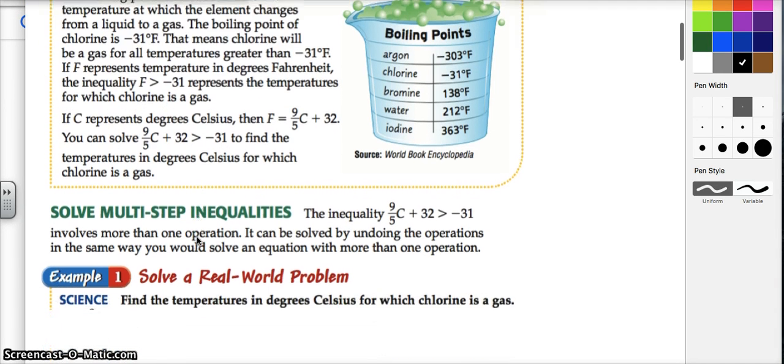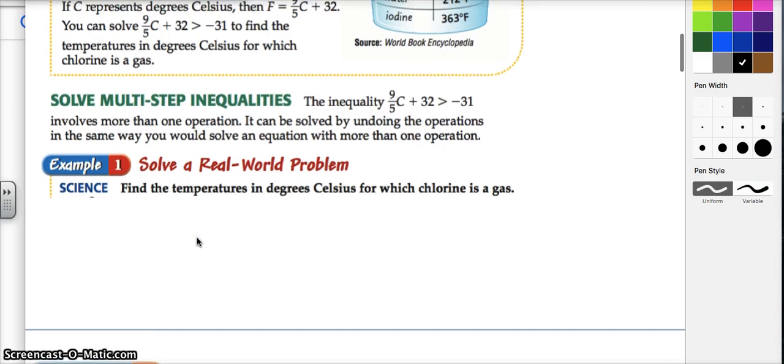Okay, so now we're going to get into our problem. Solve multi-step inequalities. The inequality here involves more than one operation. It can be solved by undoing the operations in the same way you would solve an equation with more than one operation. So find the temperature in degrees Celsius for which chlorine is a gas.